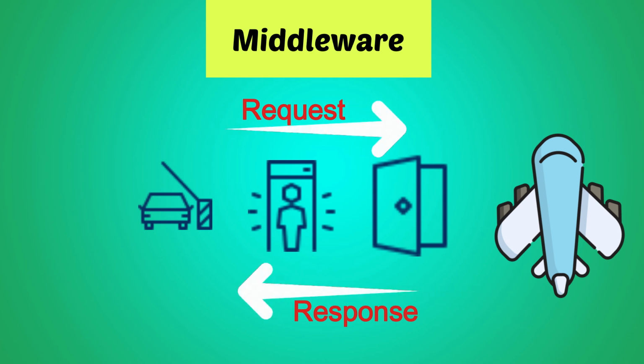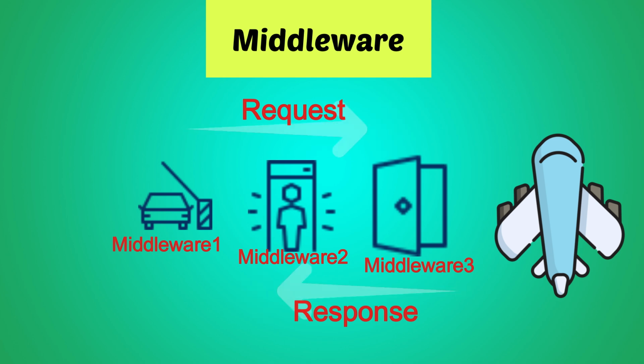Middlewares run in sequence. So we have a request. First it will go to middleware 1, then middleware 2, then middleware 3, then go to the controller, and then the response. Each middleware decides to continue to the next or stop and send a response.